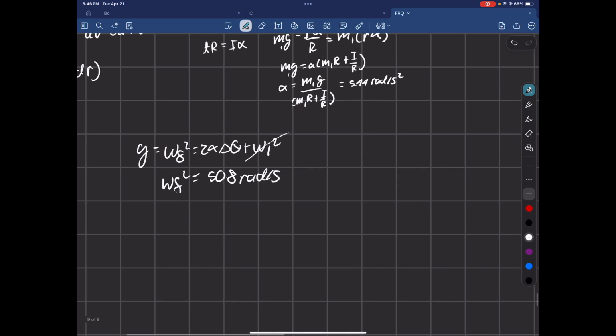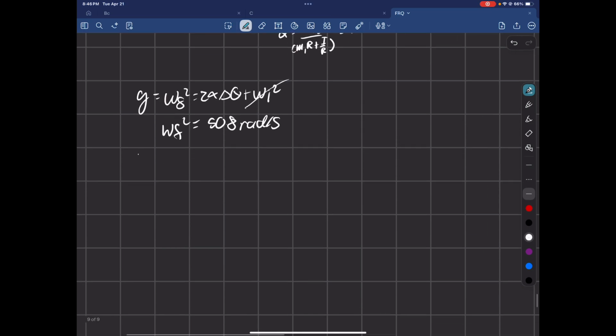And the KE rot would just be 1/2 I omega squared. We have a value here, so we just plug it in and we get the rotational kinetic energy as 34.29 joules.